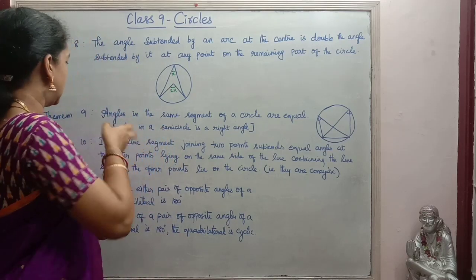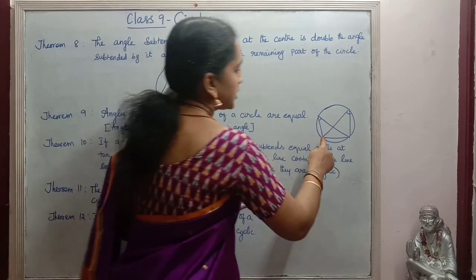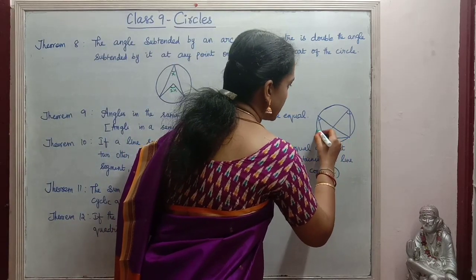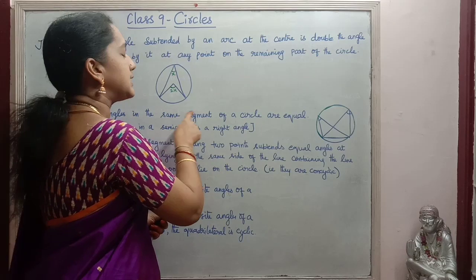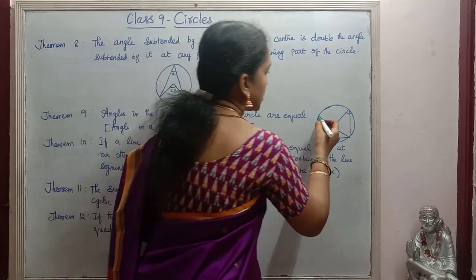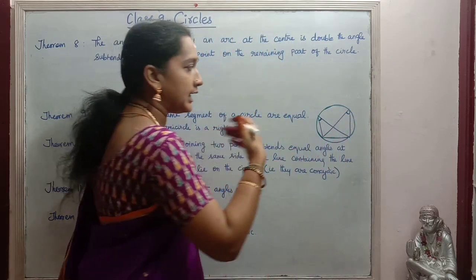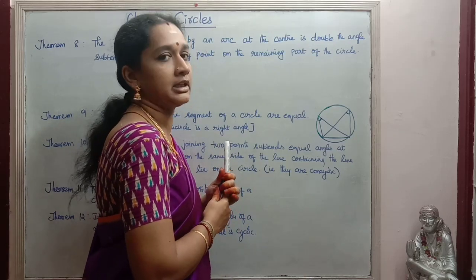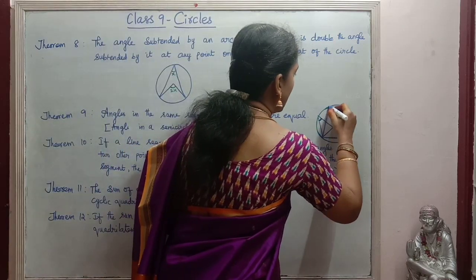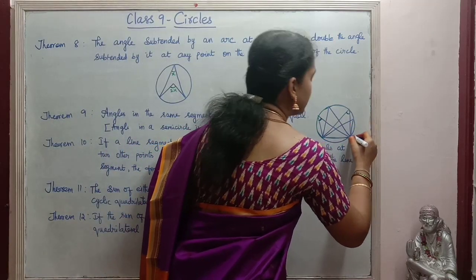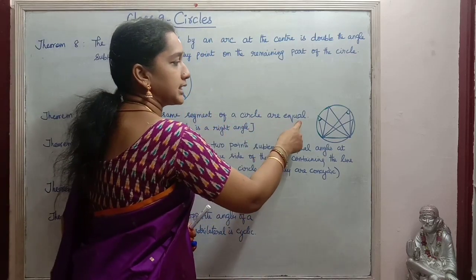This is theorem 8. Then theorem 9 is, angles in the same segment of a circle are equal. This part is called the major segment. So if angles are formed here, the measure of those angles will be equal. Whatever angles are formed here, their measures will be equal. Angles in the same segment of a circle are equal.